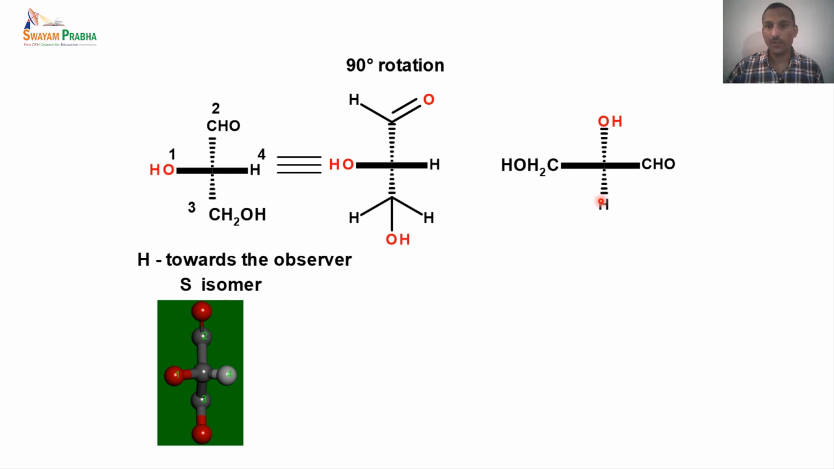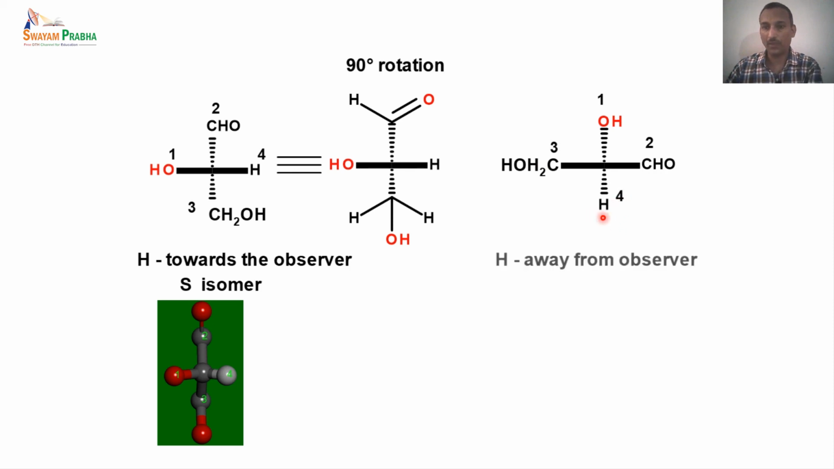Now let us look at how to assign the RS configuration for this molecule. Now the hydrogen is away from the observer. The OH is also away from the observer. CHO and CH2OH are pointing towards the observer. So let us give the priority numbers as earlier. OH is number 1, CHO is 2, CH2OH is 3, and hydrogen is 4.